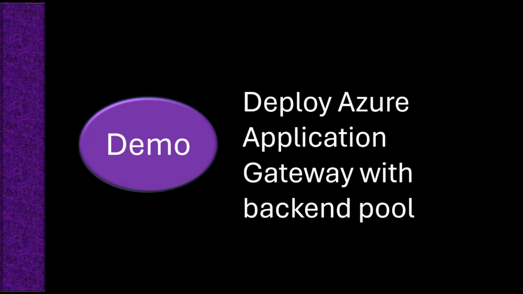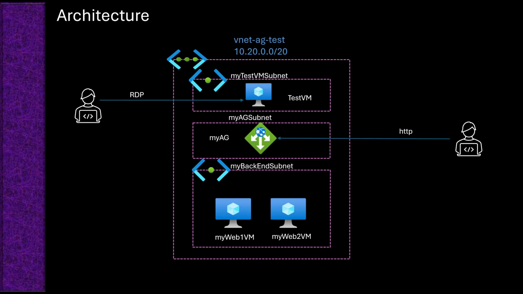In this video, we will deploy the Azure Application Gateway with backend pool. But before doing that, let's understand the intention. What is it that we're going to do? We're going to deploy one virtual network and 3 subnets within it.